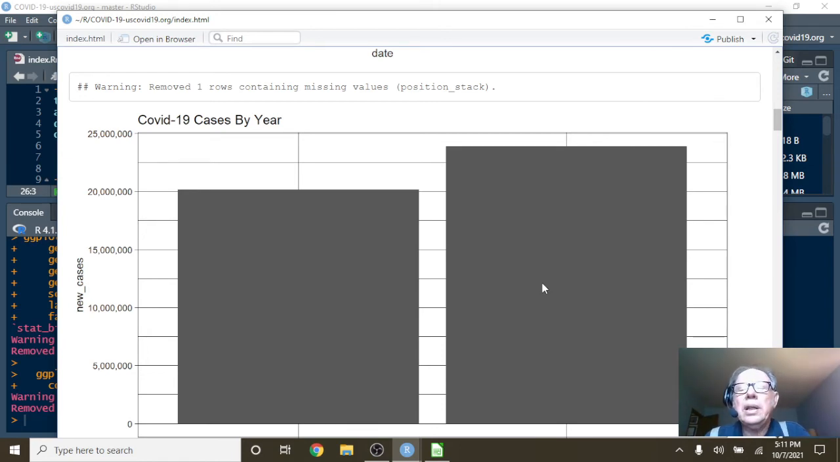2022 COVID-19 cases past 2020. Well, guess what, folks? If the vaccine won't keep you from getting COVID-19, okay, then of course cases are going to continue to go up.